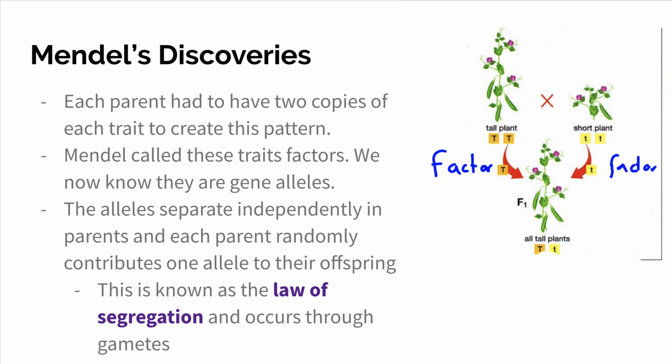Mendel called these traits factors. We now know that these factors were actually the alleles on the gene that causes the plant to be tall or short. So I'm just going to call them alleles from now on. What Mendel was able to see was that the alleles were separating independently in the F1 generation and in the F2 and in the P generation as well. We call this the law of segregation. Gametes are going to pass on alleles randomly, and it's going to be one of the 2 alleles that the parents possess.